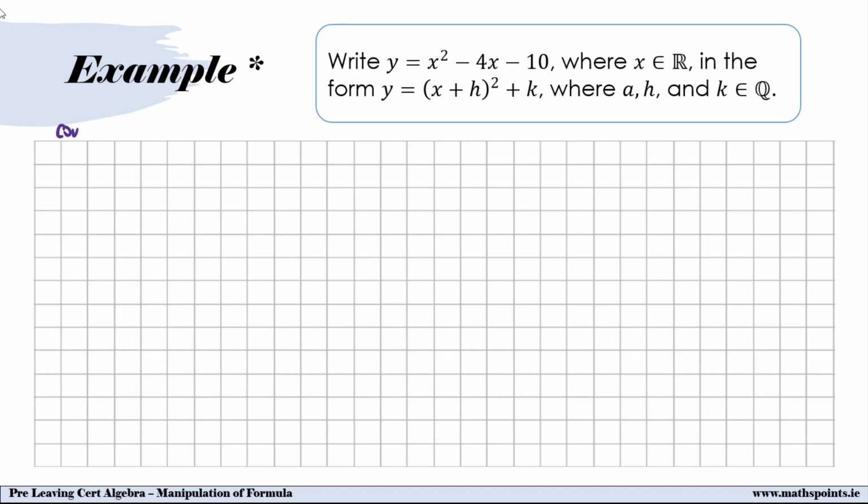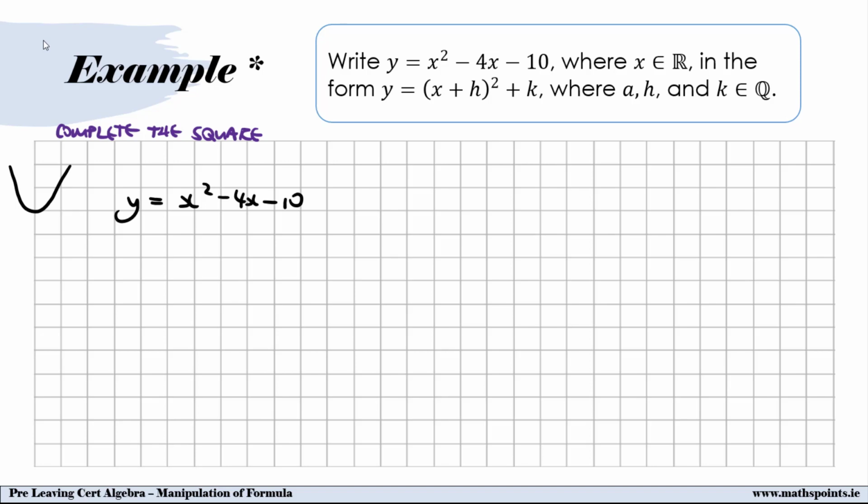So this is a question where we have to do what's called complete the square. Now, completing the square is manipulating a formula. So we are manipulating a formula, but we're not changing the subject of this formula. We have a formula that has y equals x squared minus 4x minus 10. So we can see that it's a quadratic formula. And we know that if we were to graph this particular quadratic formula, it would be a U-shaped function.